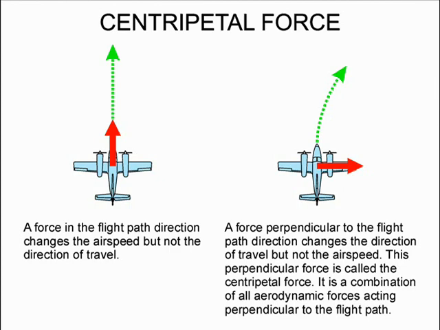Therefore, in order for the rate of turn to be zero, both the moment about the CG and the centripetal force must be zero. This picture shows that a force perpendicular to the direction of travel causes the flight path direction to change. In order for the flight path direction to remain constant, this perpendicular force, the centripetal force, must be zero.